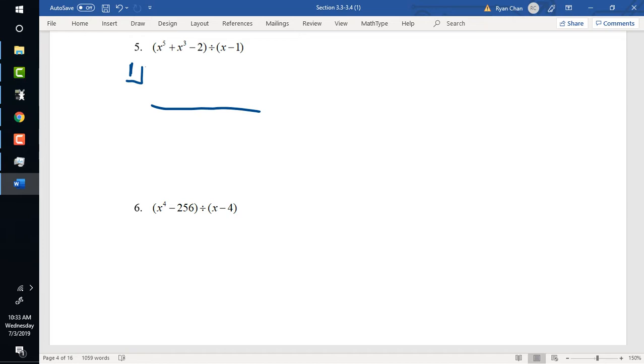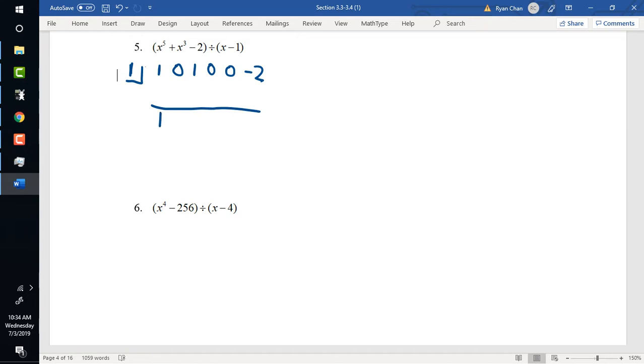So just like long division, I'm going to insert placeholders. For x to the 5th, I have 1. I don't have x to the 4th, so that's 0. x cubed is 1. I don't have an x squared, and I don't have an x, but then I have a negative 2.